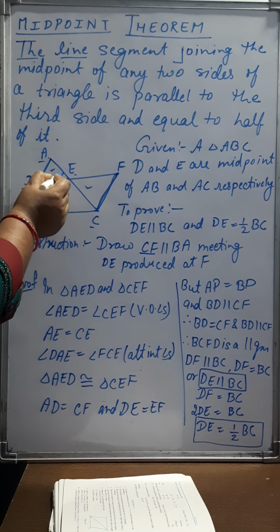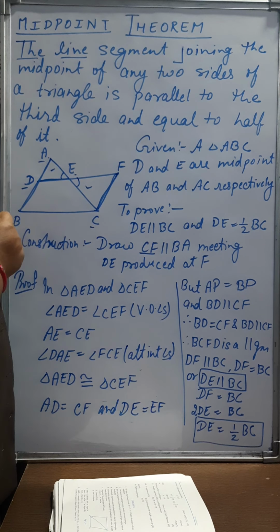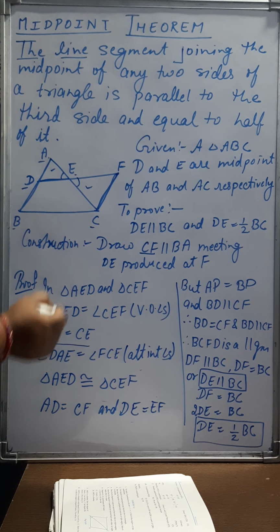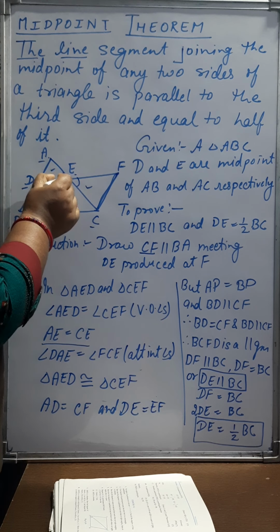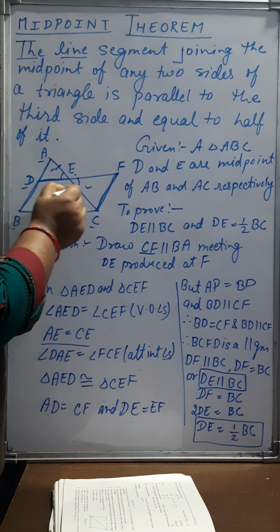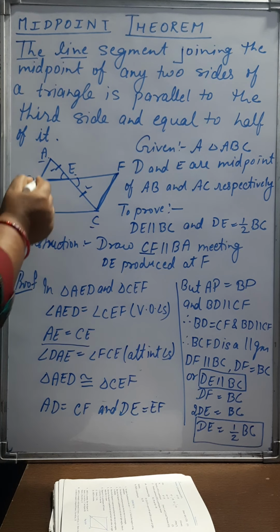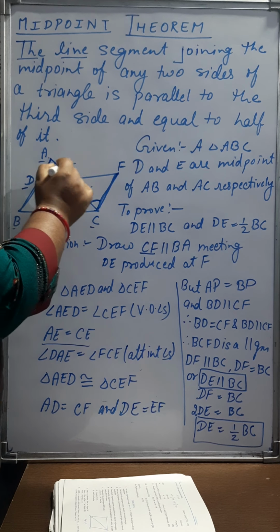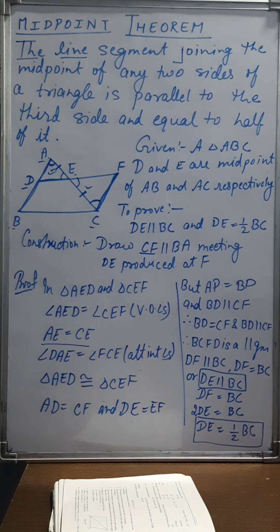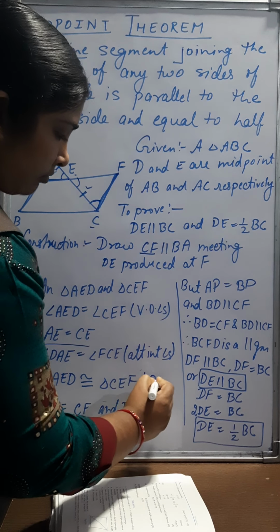So clearly this angle AED will be equal to angle CEF, vertically opposite angles. AE will be equal to CE. Why? Because E is the midpoint of AC. So AE will be equal to CE. And lastly, this angle DAE will be equal to angle ECF. These two are alternate interior angles because we have made AB parallel to CF. So these two triangles will be congruent by ASA.